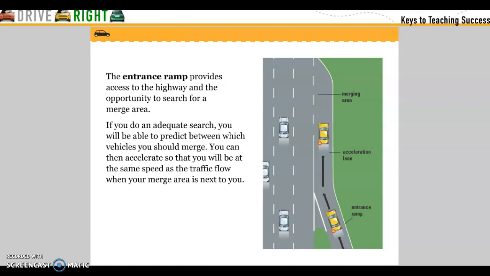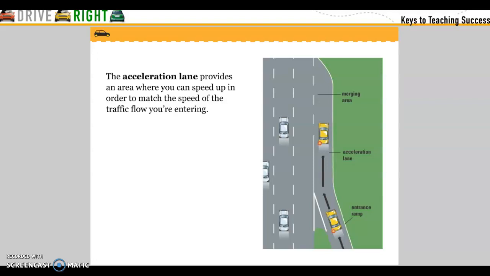If you do an anticipated search, you will be able to predict between which vehicles you should merge. You can then accelerate so that you will be at the same speed as the traffic flow when your merge area is next to you. The acceleration lane provides an area where you can speed up in order to match the speed of the traffic flow you're entering. The merge area is a space in a travel lane of the highway that is parallel to the acceleration lane, where you will be joining the traffic flow.